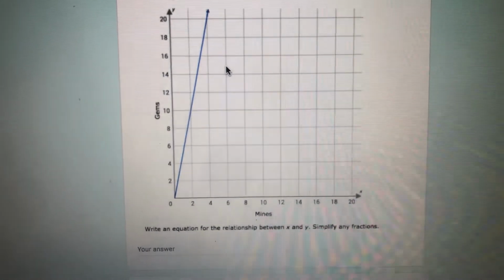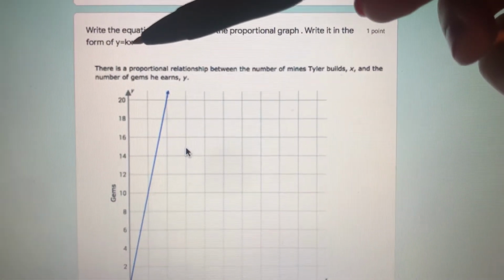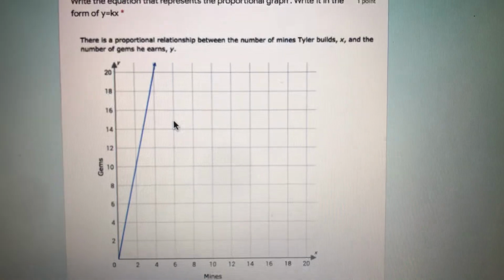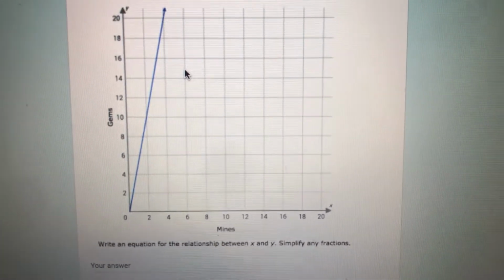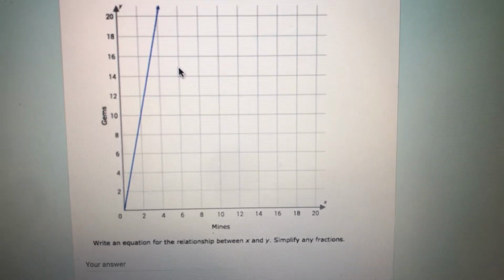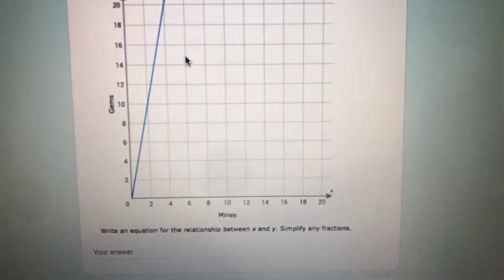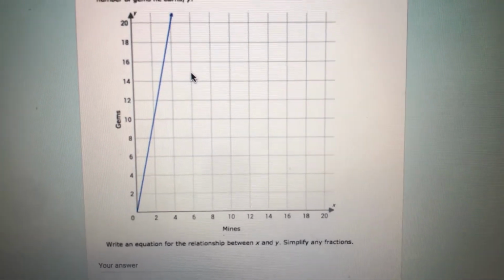Now the next thing that we have to do is find a point on the graph, because in order to write the equation, I need to find the constant of proportionality. To find the constant of proportionality, I need x and I need y. And in order to do that, we can find a point on the line to give me x and to give me y and to find the constant.